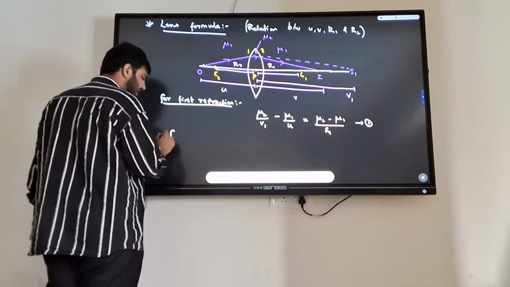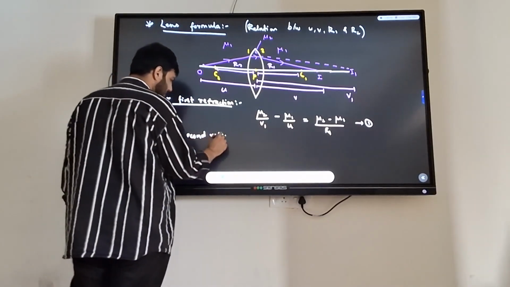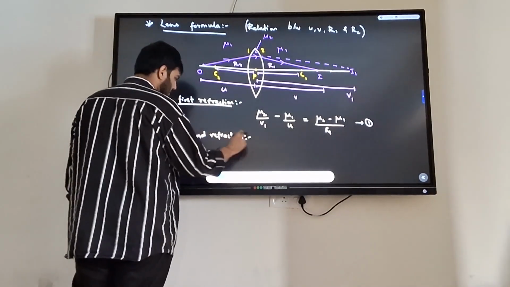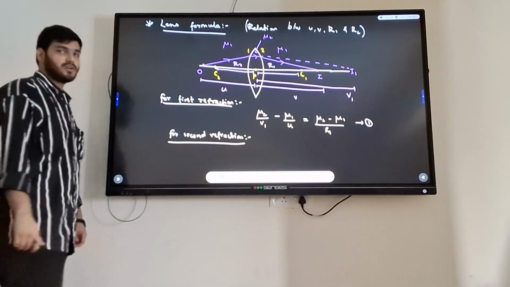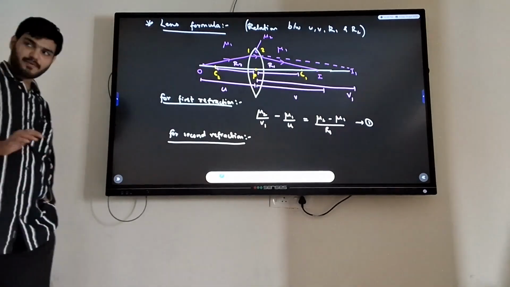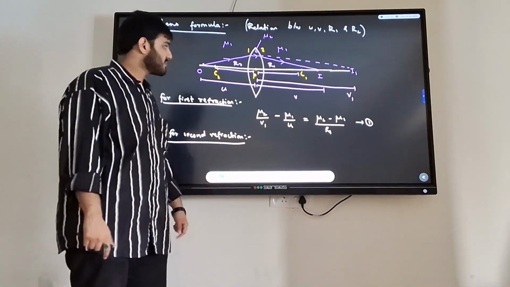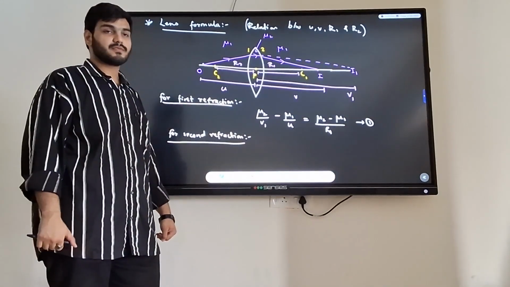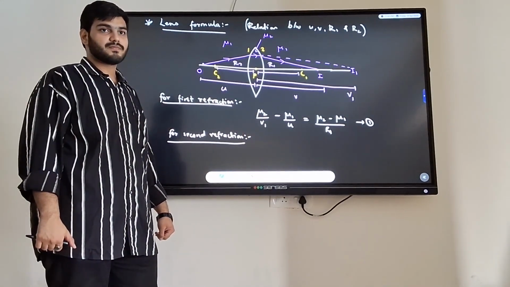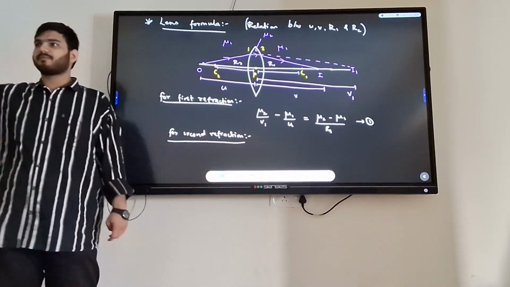For the second refraction, what will happen then? You go from what medium to what medium? From mu2 to mu1. So I should change these things? Yes. What is my object distance this time? V1. That's V1. What is my image distance this time?